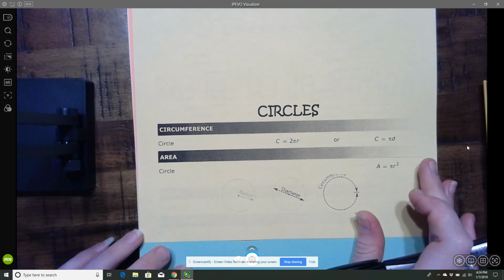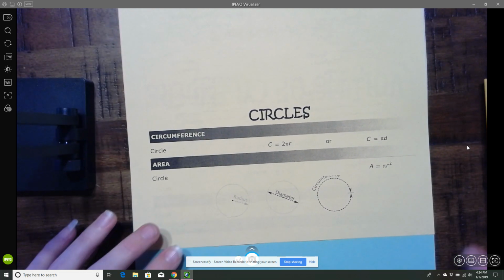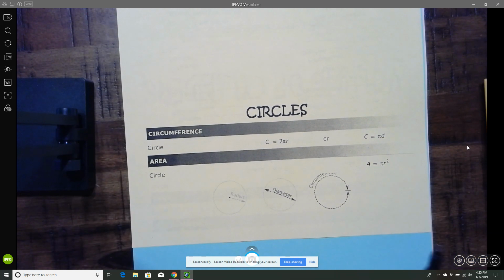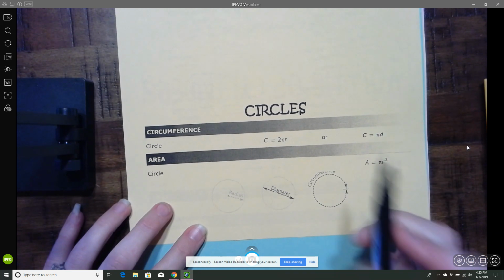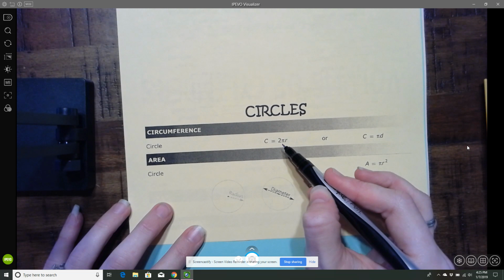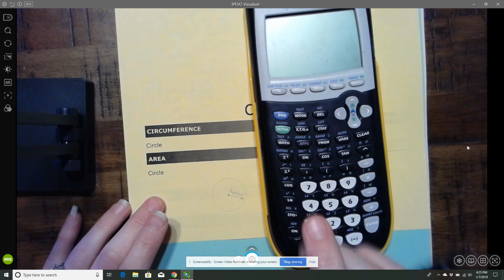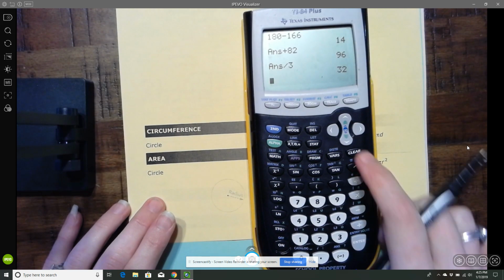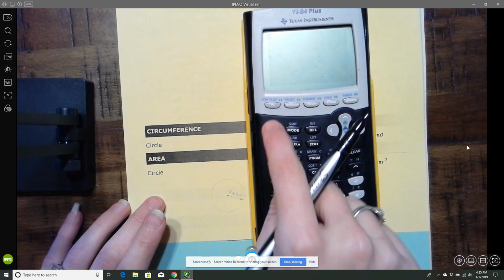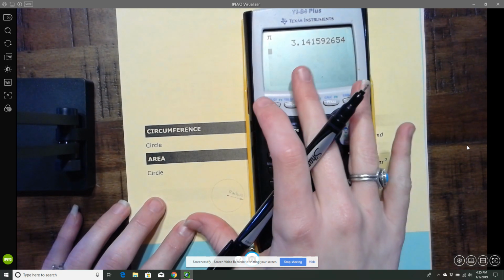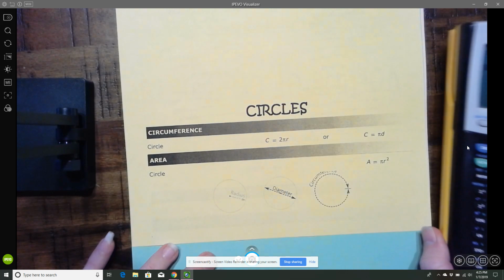This video is for lesson 6.3, and we're going to look at circles and circumference, diameter, and radius. So the formula for circumference of a circle is 2 pi r, and pi is 3.14, but your calculator has a pi key. What you do is you press second and then the exponent key, and that'll put pi in for you. And again, there it is.